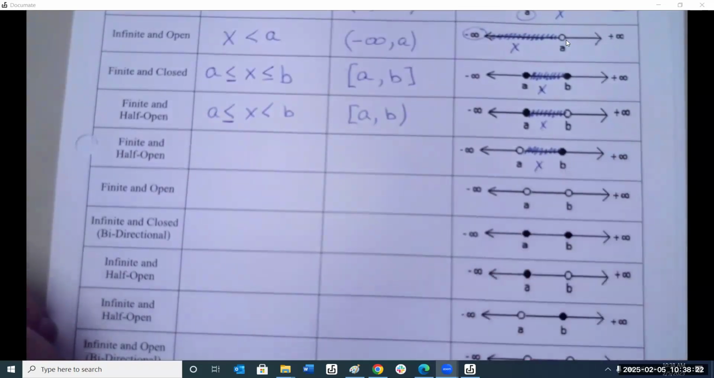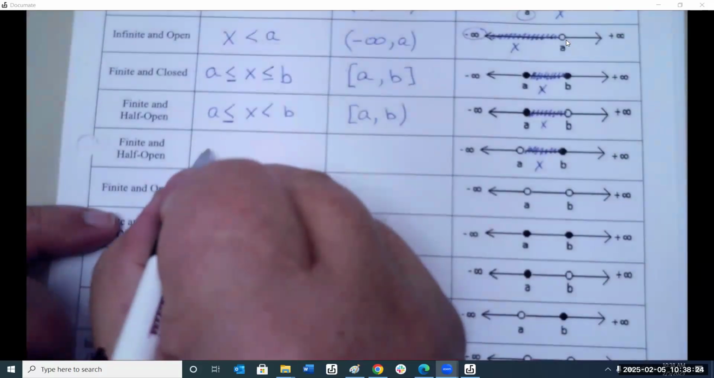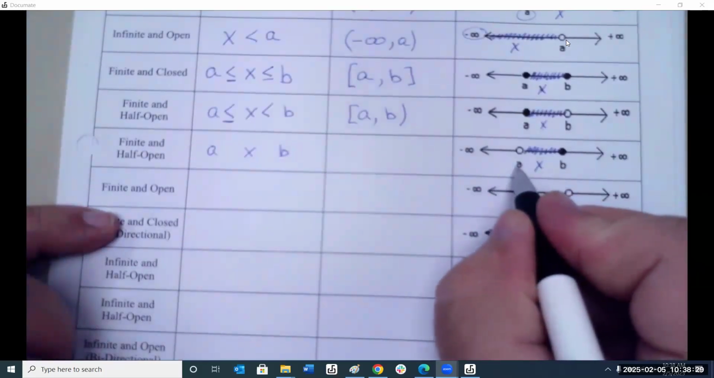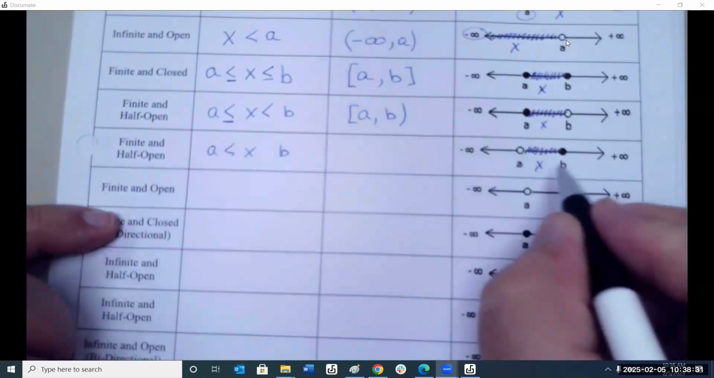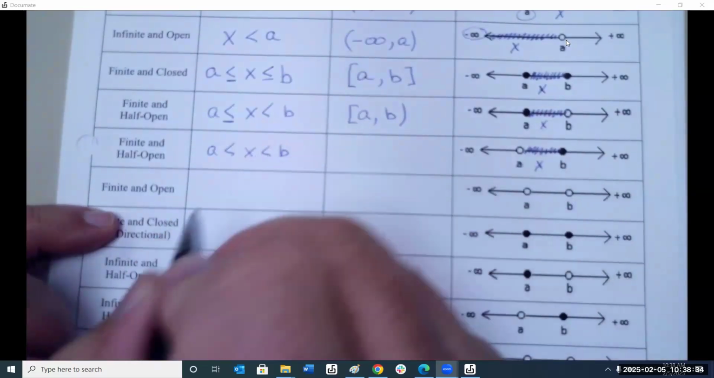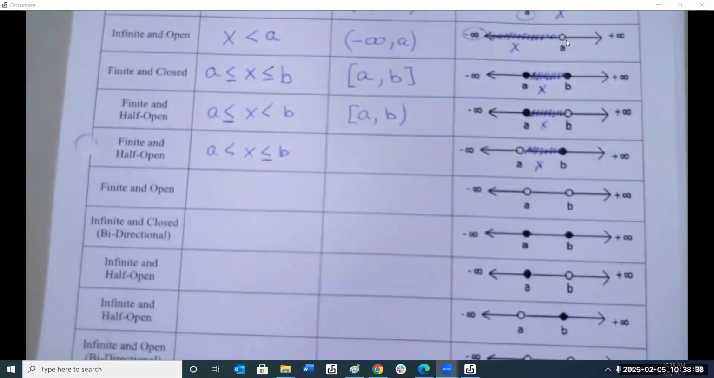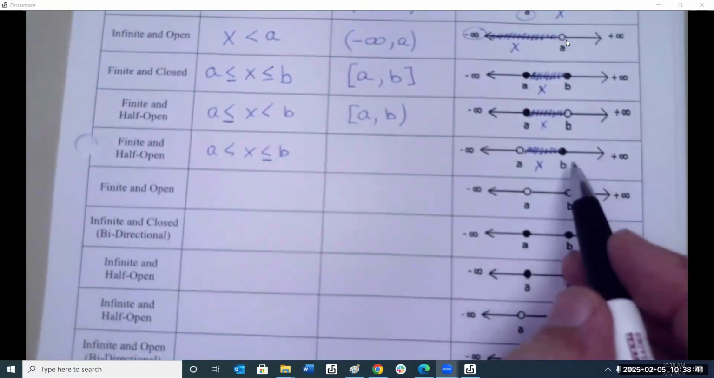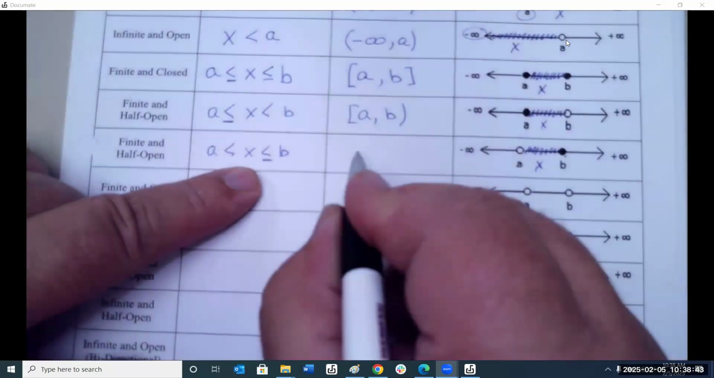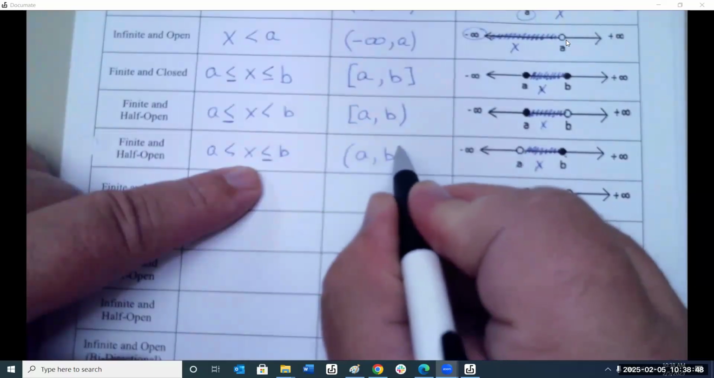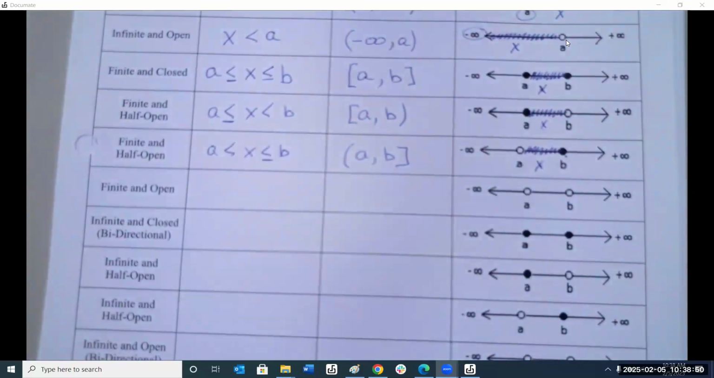X is between A and B. So since X is between A and B, A is less than X, and X is less than B. But I can include B. Since it's solid, I can make it equal to. So my range goes from A to B. I can't use A, but I can use B. I cannot include A, I can include B.